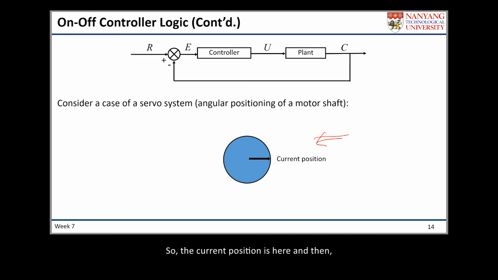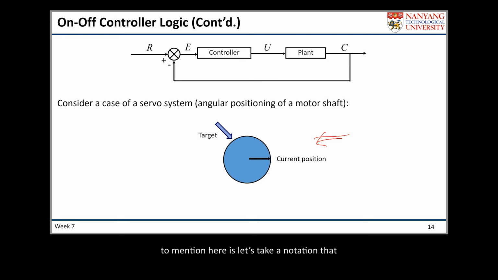So the current position is in here, and then I want to move it to this target. To do that, I need a controller. In my first attempt, I will use this on-off controller, but I changed the logic slightly from the on-off controller that I use in the air conditioning system. I will talk about this in a few moments.